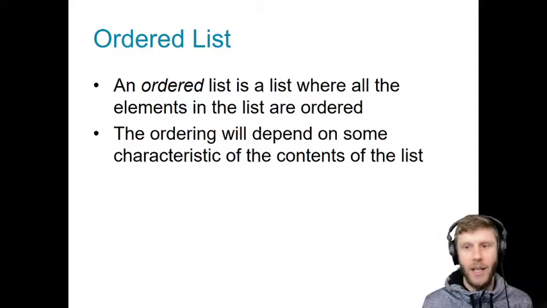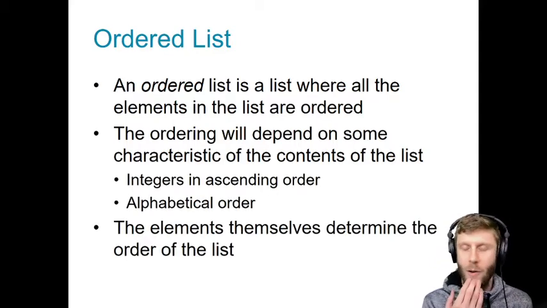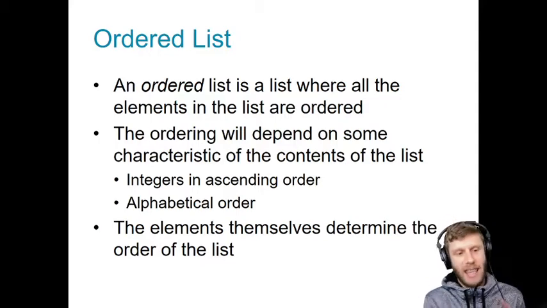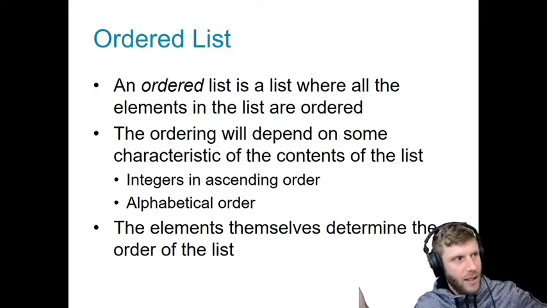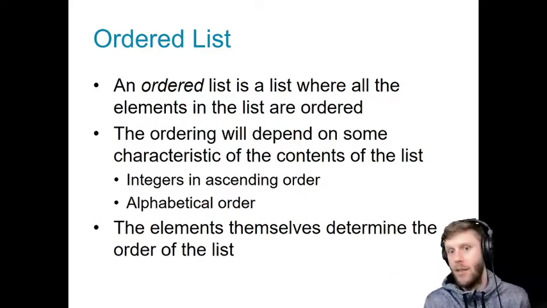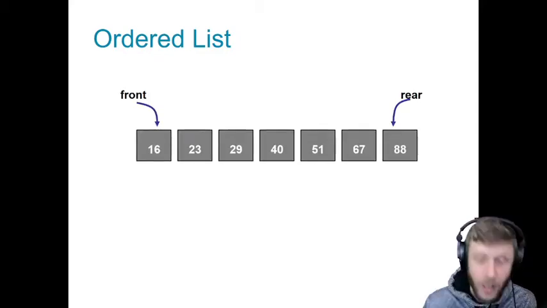It might depend on some characteristics, contents of the list. Yeah, okay, alphabetical order. Elements themselves determine the order of those things. So the things in the list know what their relative ordering is relative to all the other things that could be in the list of all the same types. So here's an ordered list, and here's the million-dollar question.